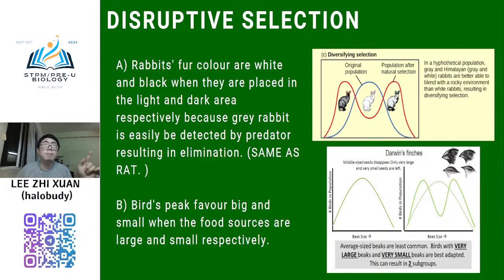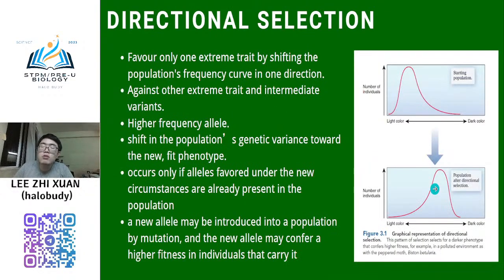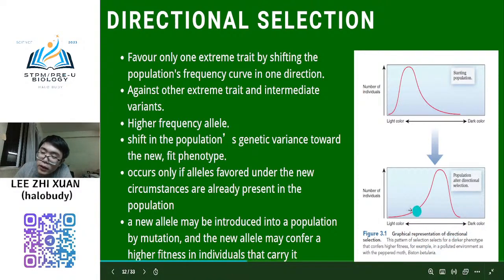Memang dia akan pergi dua-duanya, based on the environment lah. But for this one, it will only move in one direction, either to the left or to the right. So if you see this color, in the example, skin color, either it goes to the light color or the dark color. So in a polluted environment, it will go to the light color lah.